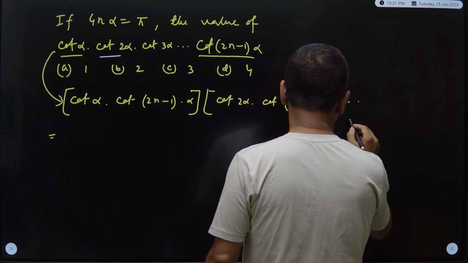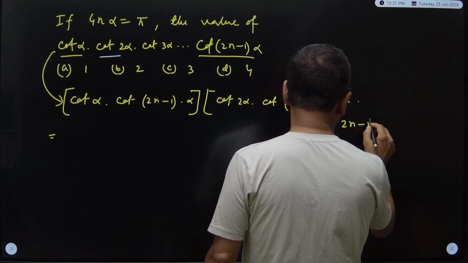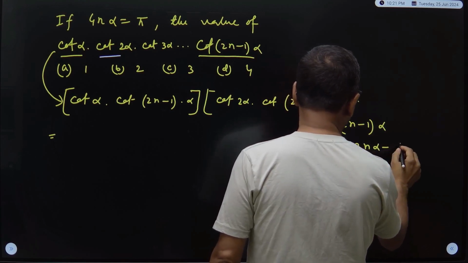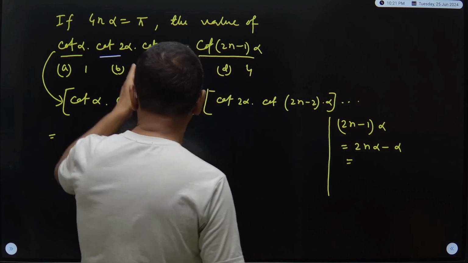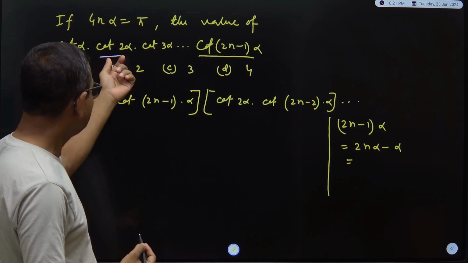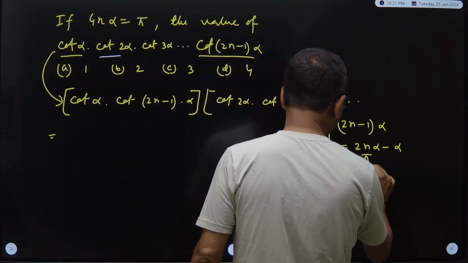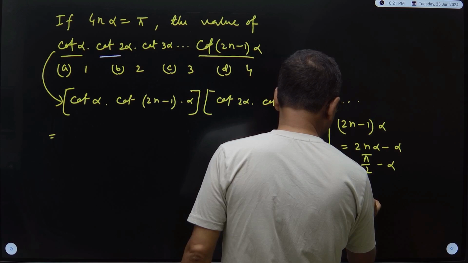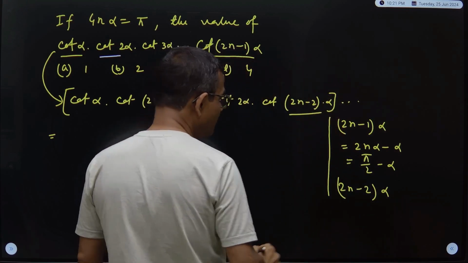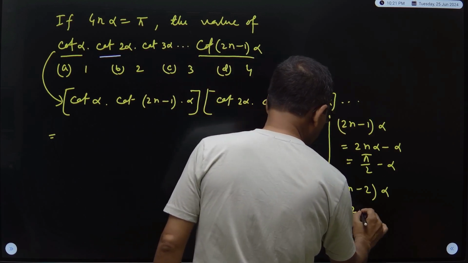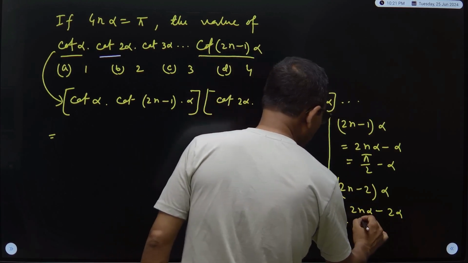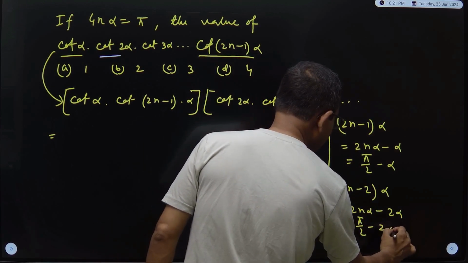Here (2n minus 1) into alpha equal to 2n alpha minus alpha, and here given 4n alpha equal to pi, so 2n alpha equal to pi by 2, so we write pi by 2 minus alpha. And (2n minus 2) into alpha, this angle equal to 2n alpha minus 2 alpha. So 2n alpha equal to also pi by 2 minus 2 alpha, like this.